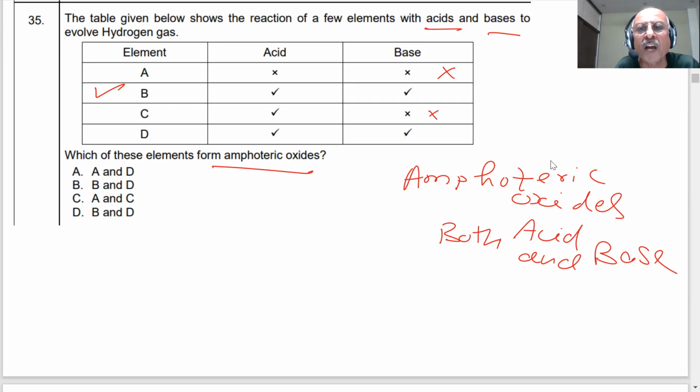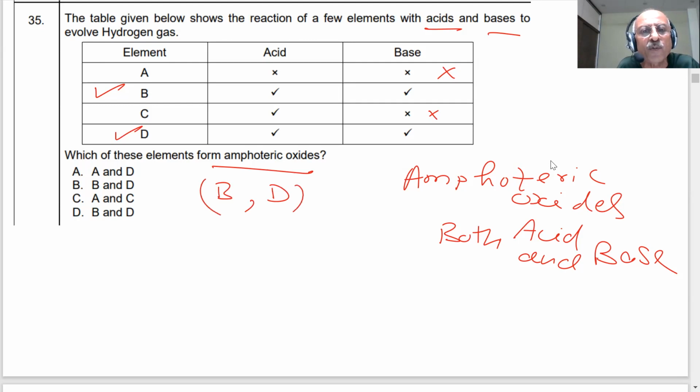Then this is also not correct. D reacts with acid as well as base, student. Therefore, which of these elements form amphoteric oxide? Element D will form amphoteric oxide. Element B will form amphoteric oxide, student. Then which is the correct answer? Element B and element D.